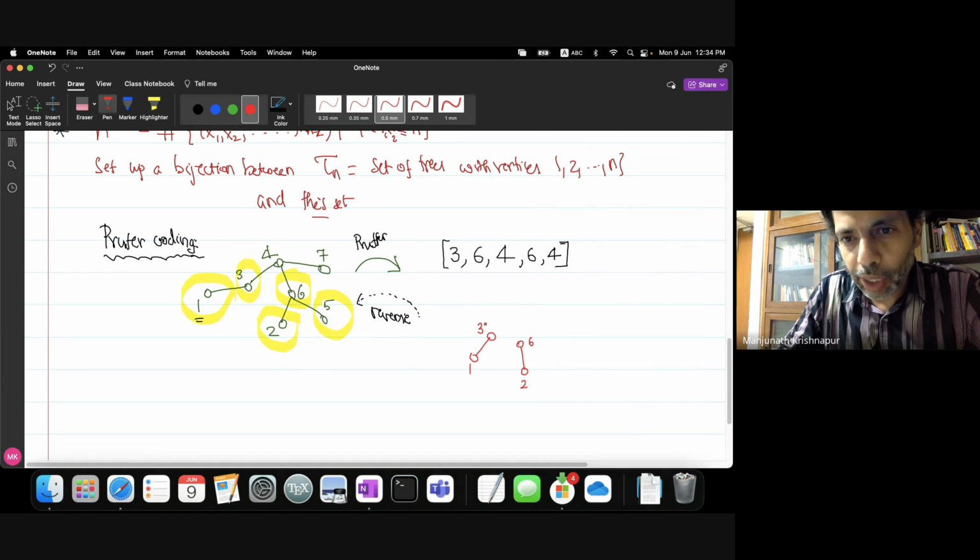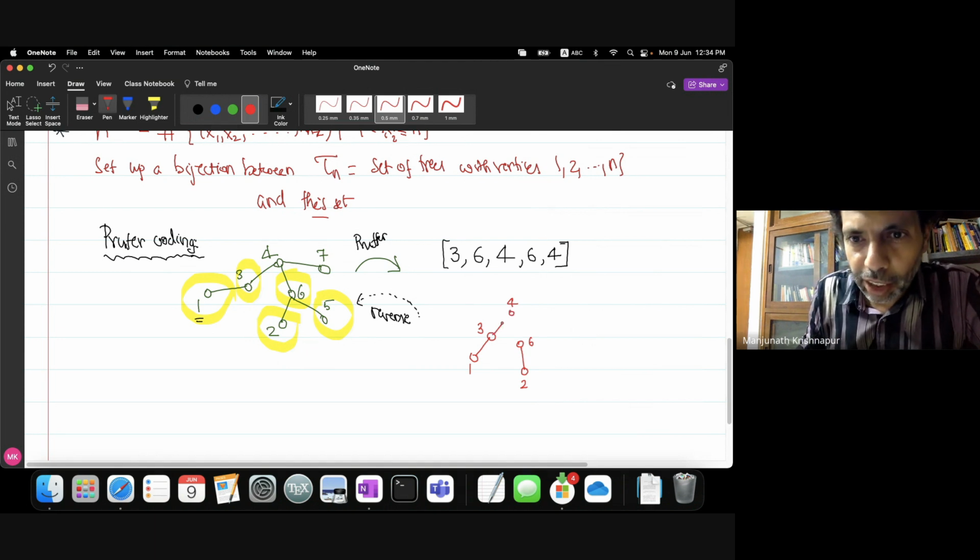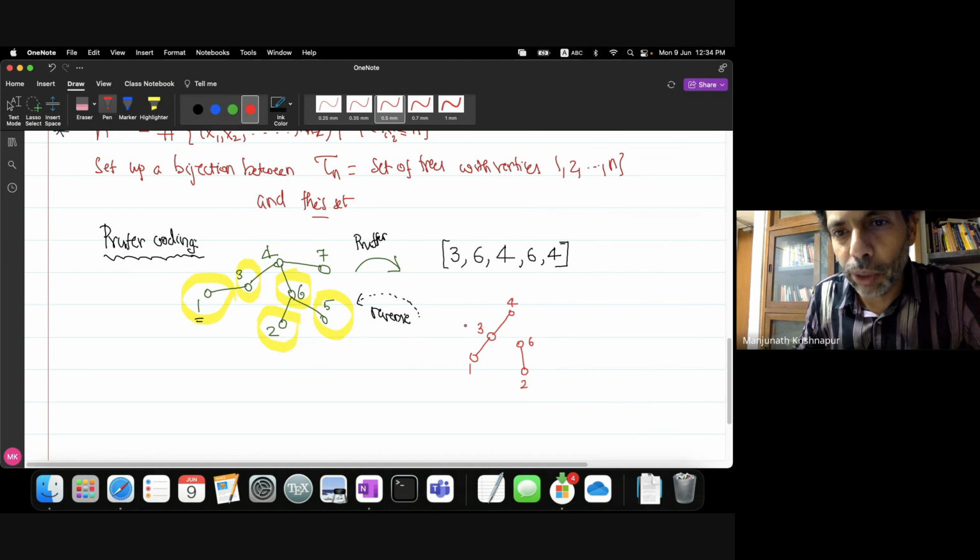Okay. So what is the lowest labeled vertex that is there, which is not yet attached? 4 has to be connected to something, so by what? Now it is 3. So this is how you can reconstruct, because 3 is the lowest labeled one that has not yet been attached. So you can go back actually. I'm not giving the full details.